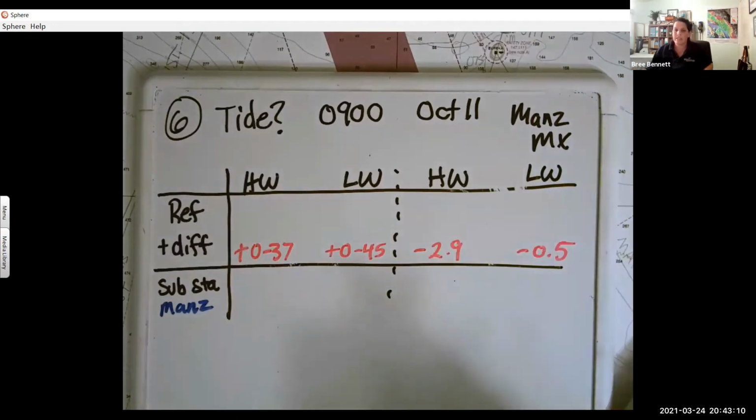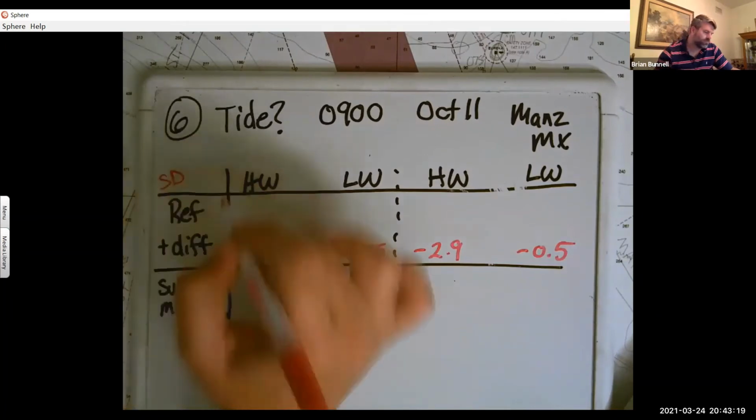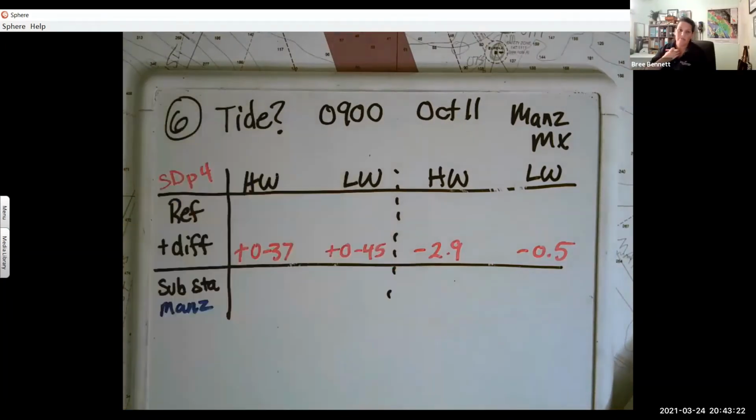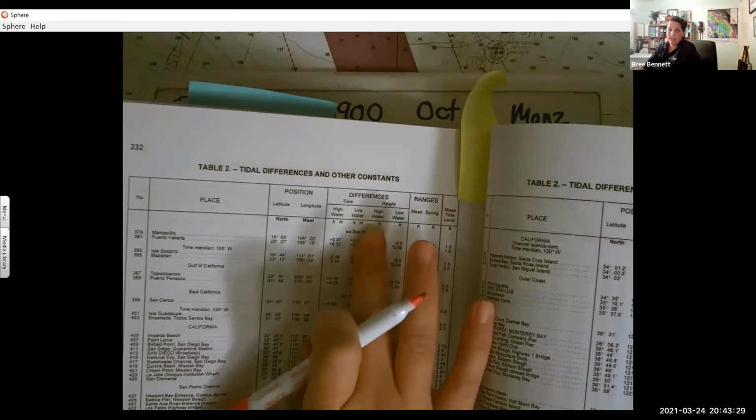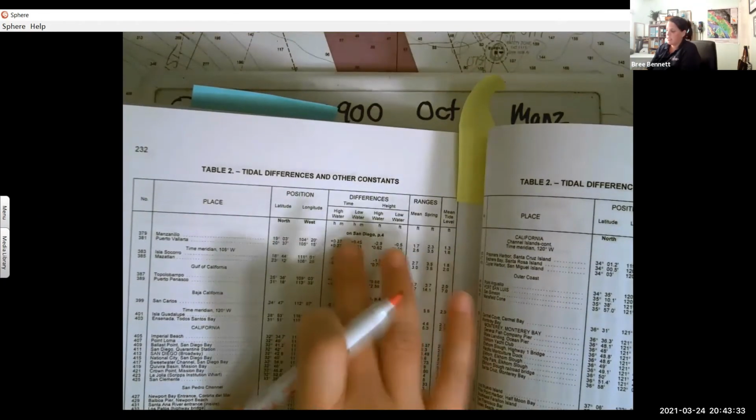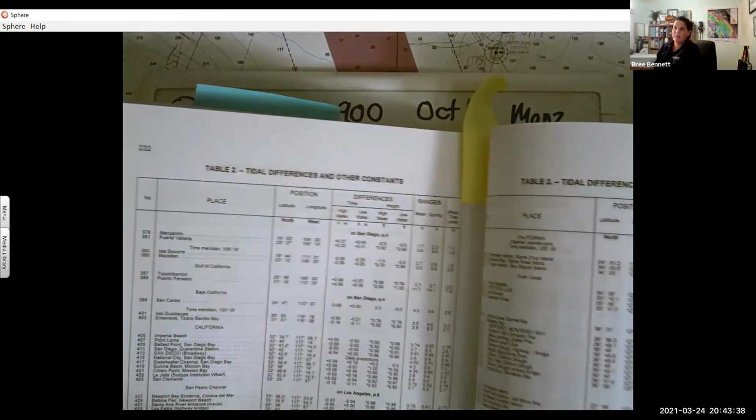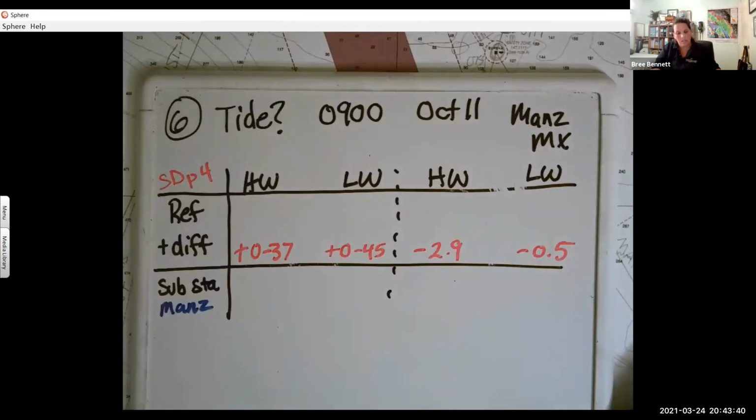And what is our reference station for this one, for Mexico? San Diego. On page 4. So again, to find that reference station, we just follow it up until our difference column tells us to go to San Diego, page 4. We'll go back to San Diego.